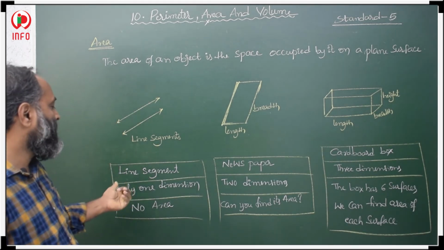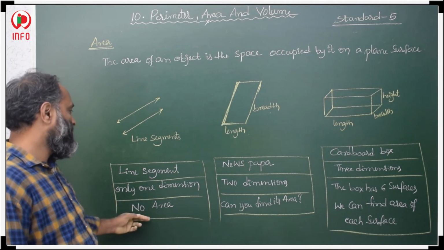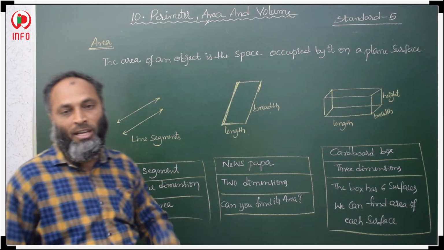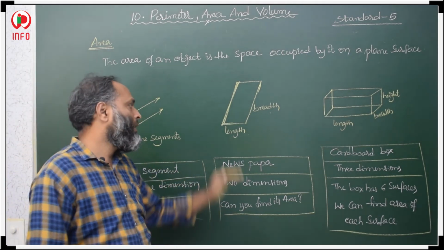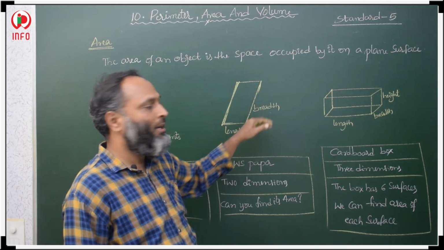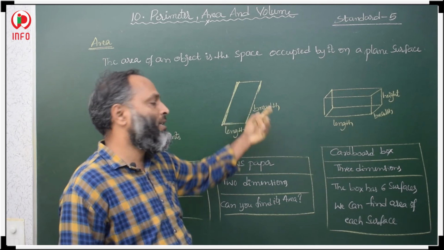So line segments have only one dimension because they have only one length. So we cannot find the area. Line segments don't have any area. Now a newspaper has length as well as breadth, so it has 2 dimensions. One dimension is length, the other dimension is breadth.